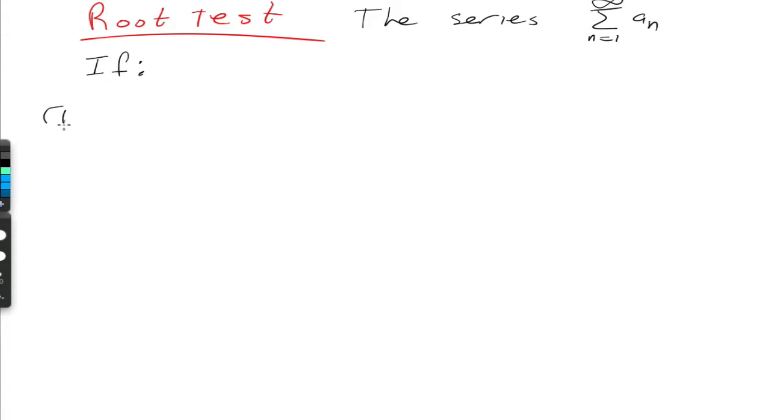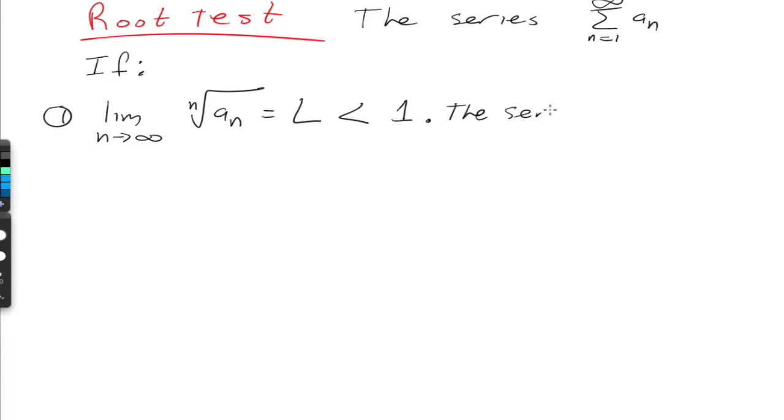So if the limit as n goes to infinity of the nth root of a sub n is equal to L, which is less than 1, then the series, take a wild guess. Converges, right?